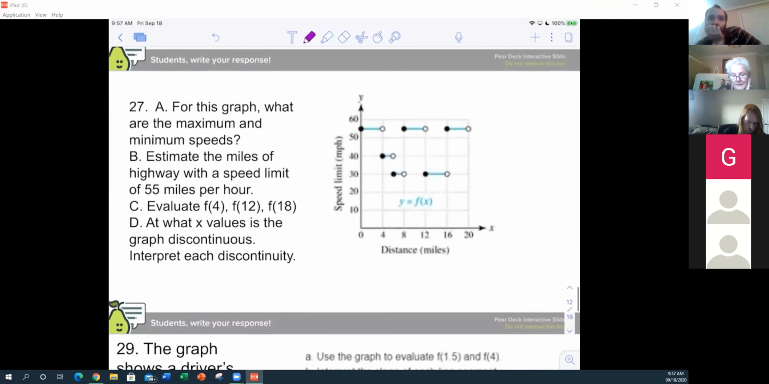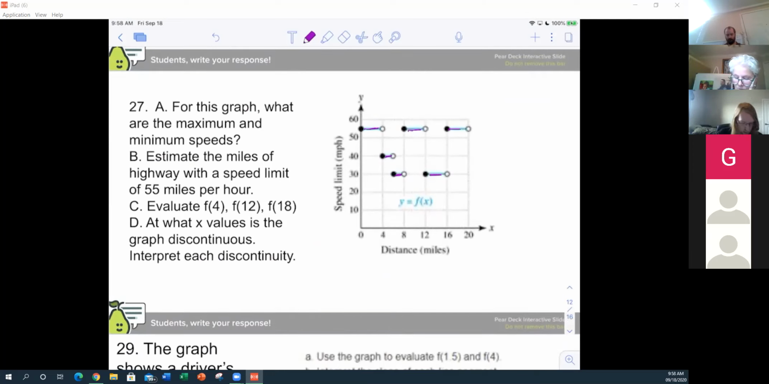Okay, for this graph, what are the maximum and minimum speeds? What's the maximum speed on this graph? 0.60. So actually, it's just these pieces that we're looking at, right?